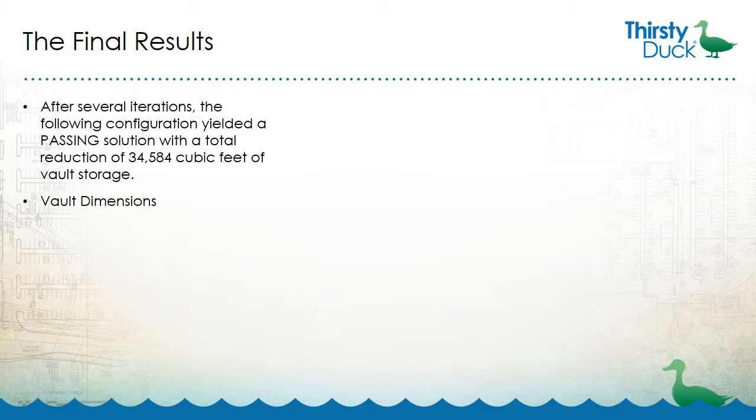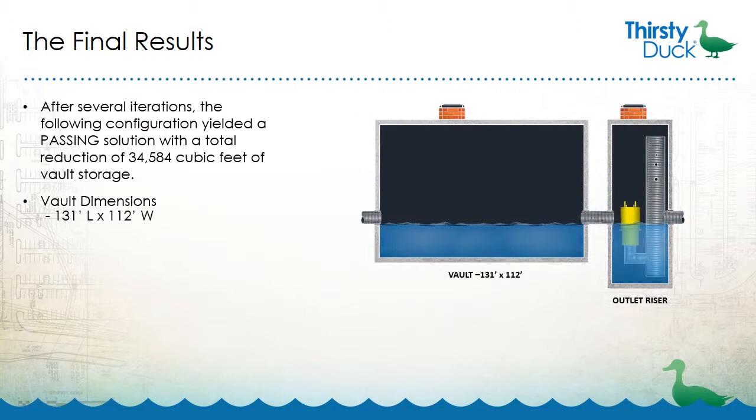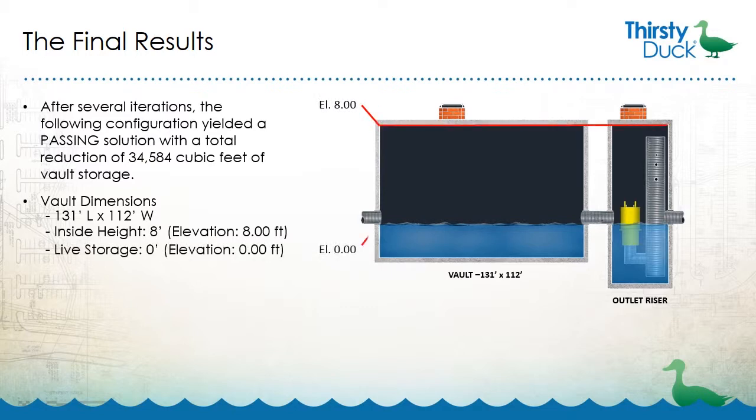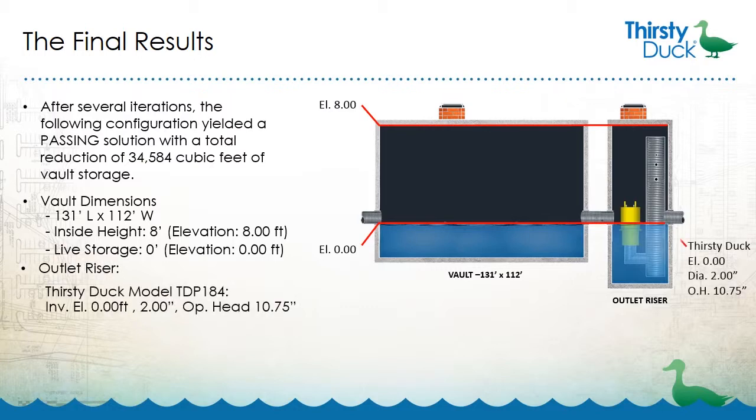Vault dimensions 131 feet long by 112 feet wide, with an inside height of 8 feet and live storage starting at elevation 0.00. The outlet riser configuration, Thirsty Duck model TDP184 at elevation 0.00 with a 2-inch diameter orifice operating at 10.75 inches of head.